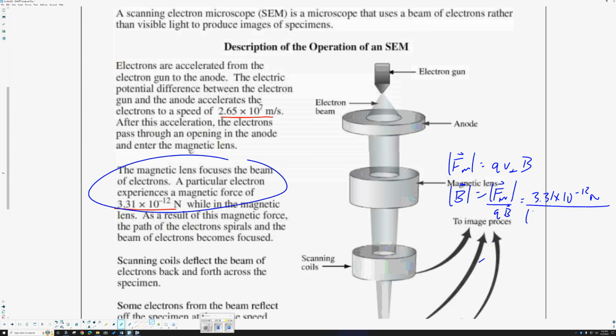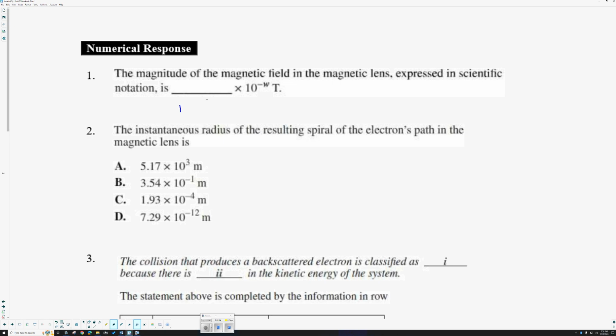And we divide that, make sure you use the right charge here. It's the charge of an electron, times the speed that we got on the bottom here. We're dividing by Qv: 1.6 times 10 to the minus 19 times the speed, which is 2.65 times 10 to the 7 meters per second. We do that calculation, and we end up getting 7.81 times 10 to the negative 1 tesla. So we'd express that as B times 10 to the negative W. We're just looking for the 7.81 in there.